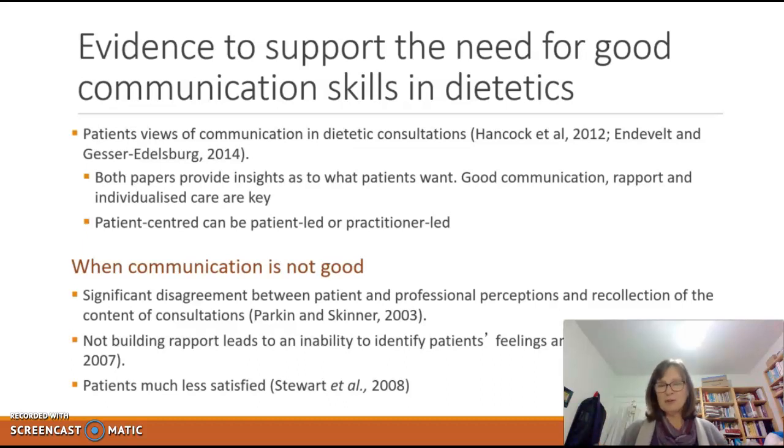Well, that's going to make a lot of difference to the clinical outcomes because they're not going to be following the advice that you think you've given them. And that's not going to be good for their motivation. It's not going to be good for their health. So we need to really be mindful of that.